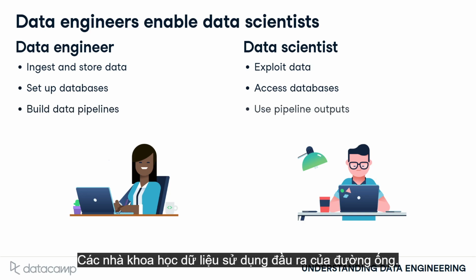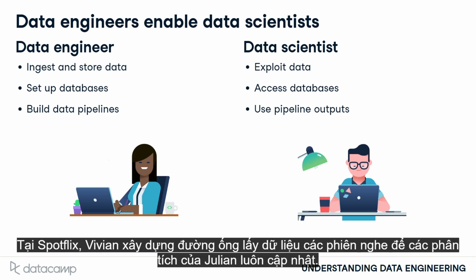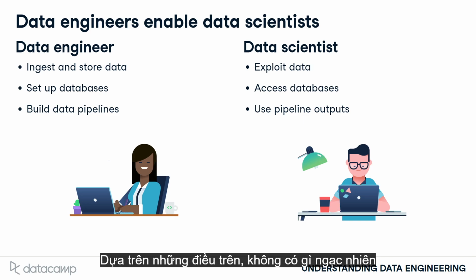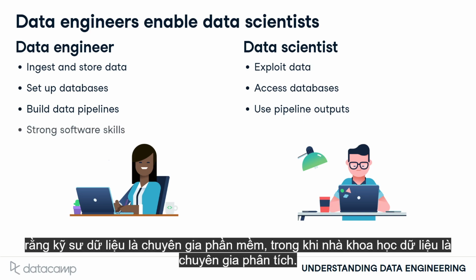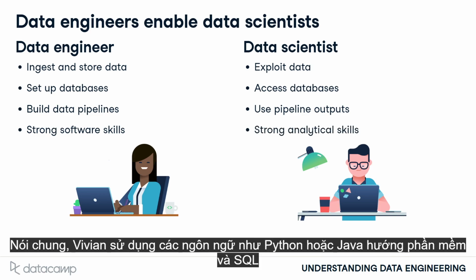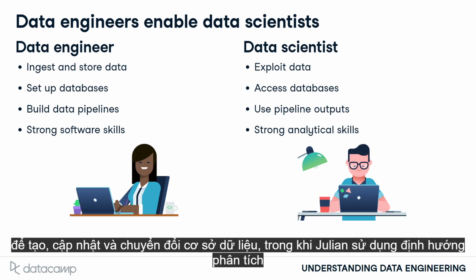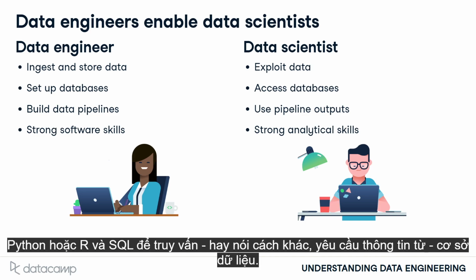Data scientists use the pipeline's outputs. At Spotflix, Vivian builds the pipeline that pulls listening sessions data so that Julian's analyses remain up to date. Based on the above, it's no surprise that data engineers are software experts, while the area of expertise of data scientists is analytics. In general, Vivian uses languages like software-oriented Python or Java and SQL to create, update, or transform databases, while Julian uses analytics-oriented Python or R and SQL to query, or in other words, request information from databases.